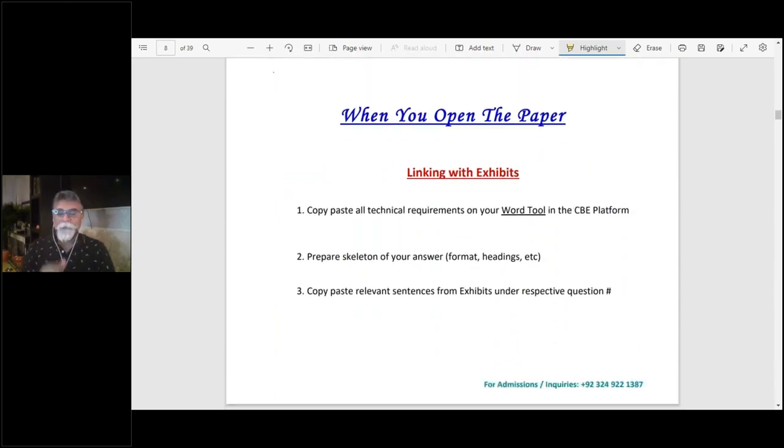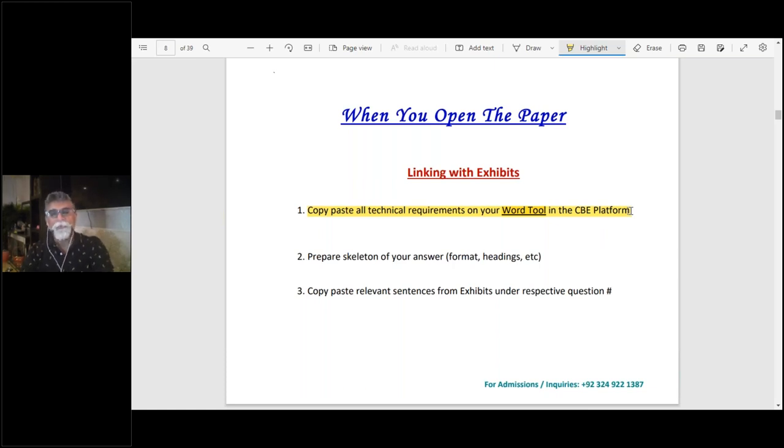So now, starting with the exam technique, what's the first thing you're supposed to do when you open the paper on your CBE platform? First thing is you open up the word response tool. There's a word response tool which we used yesterday. Open it up and then copy paste all the technical requirements into your word response tool on the CBE platform.